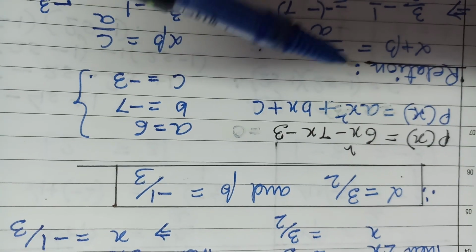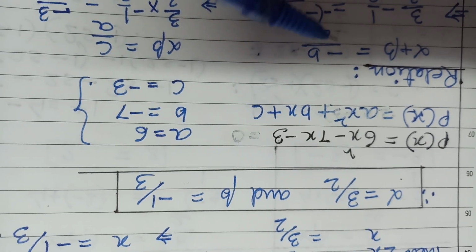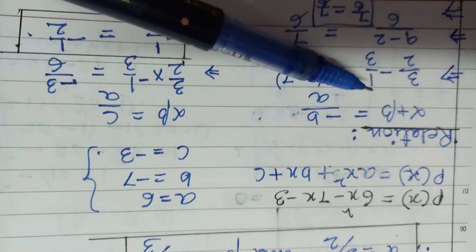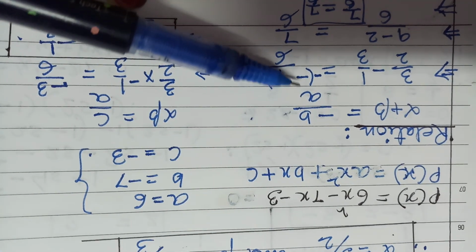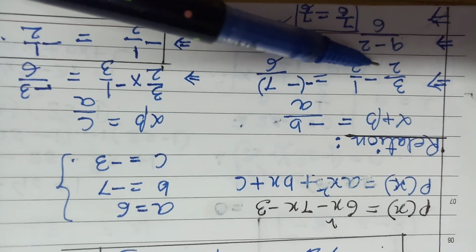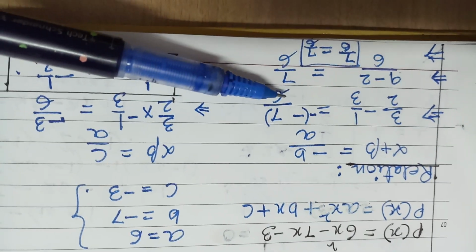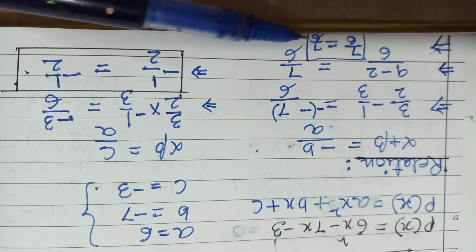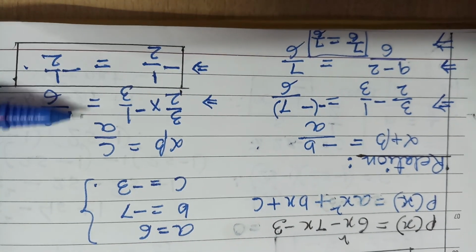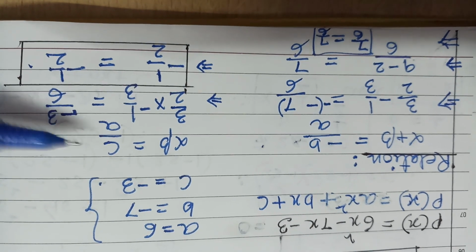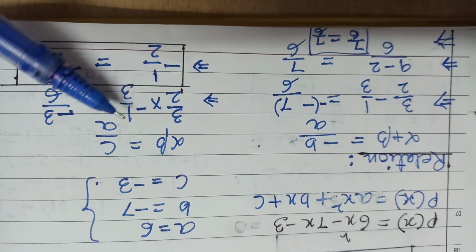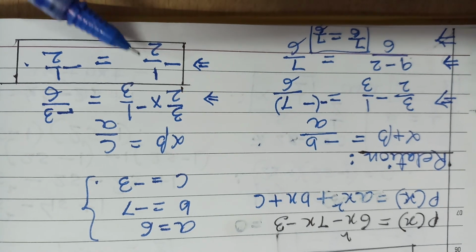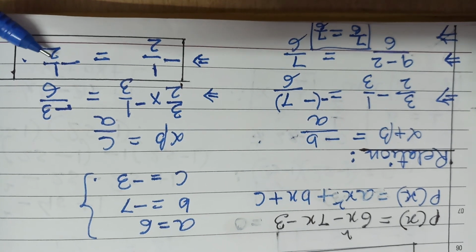Now next is the relation. Alpha plus beta equals minus b upon a. So alpha beta, it is minus b upon a. These two are the same. Now alpha beta is equal to c upon a. So it is 3 upon 2 into minus 1 upon 3. It is minus 1 upon 2, and this is the same relation. Next question also.